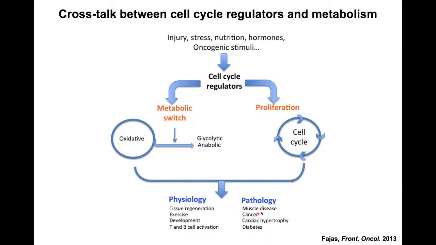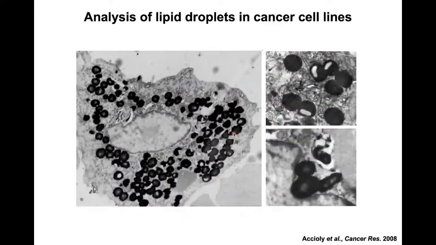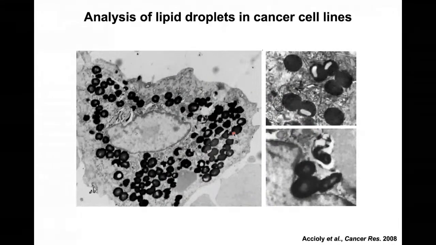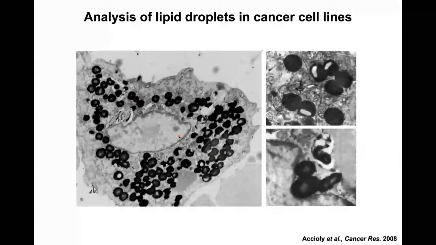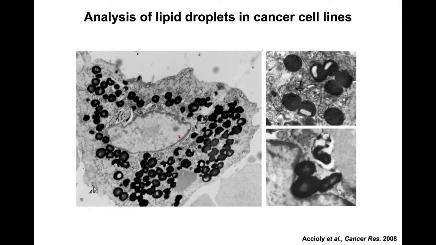We know that this cancer can be associated with this metabolic switch and include cell proliferation. For this, I would like to show, in my talk, some data in relation to the cell cycle mediated by lipid droplets. First, here is the epithelium cancer cells from colon cancer cells.